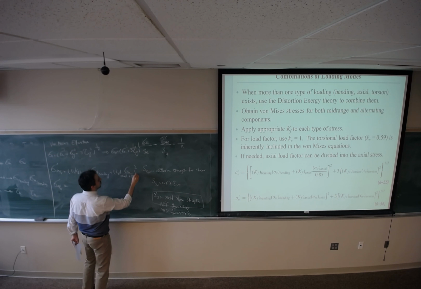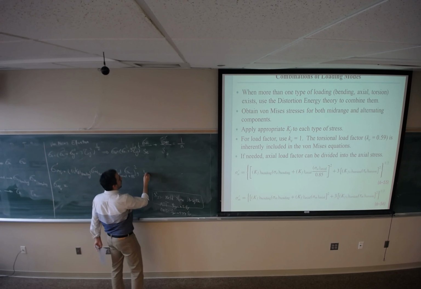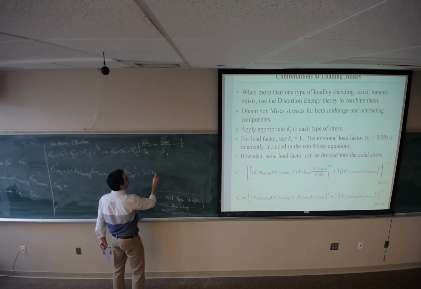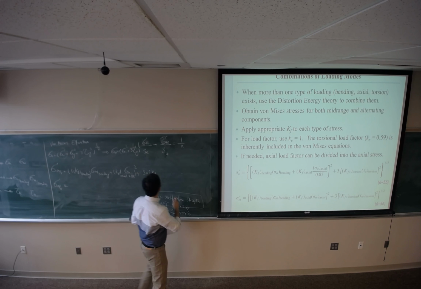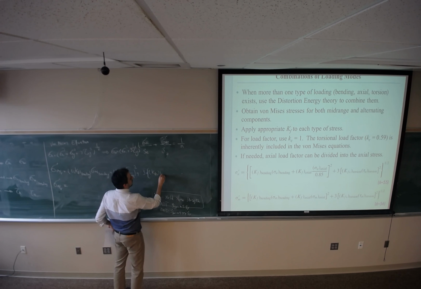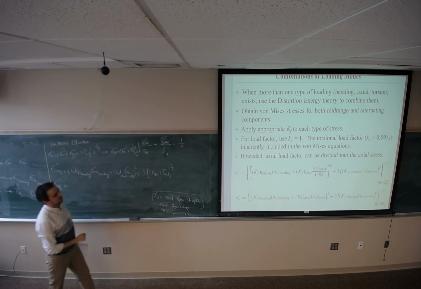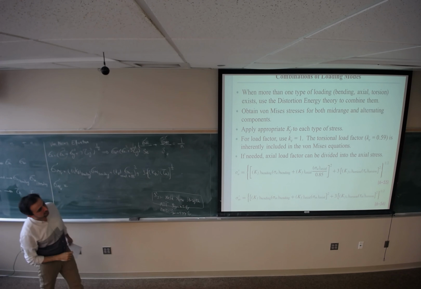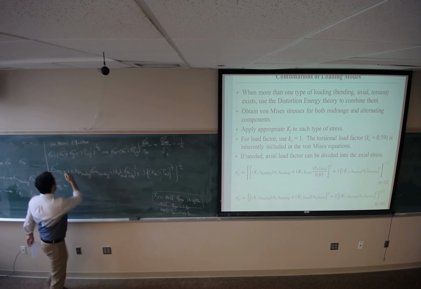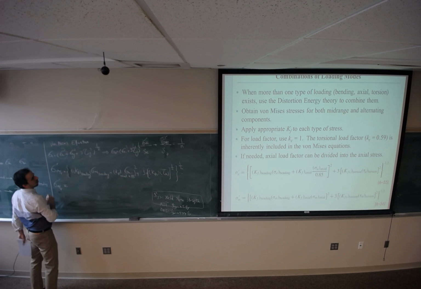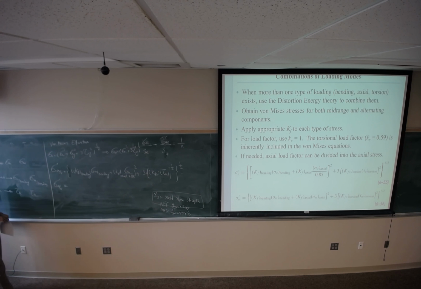This square plus 3 times Kf for the shear, for the shear stress for the torsional, times tau A, square, and entire of this square root. It's gonna give me the von Mises term of the alternating component.